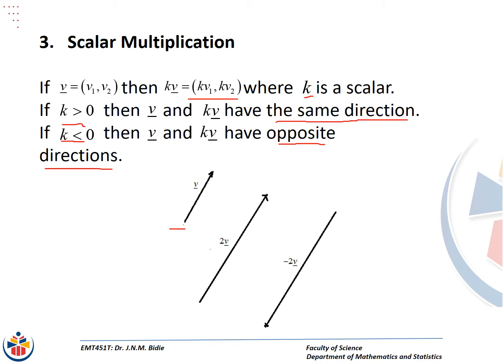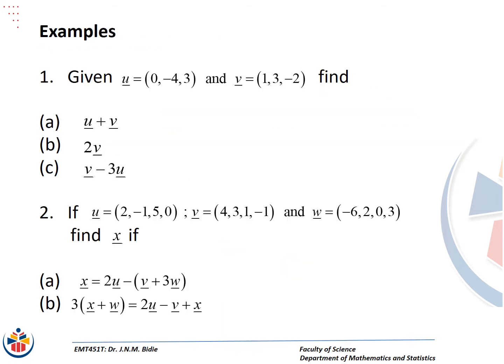But once we multiply by negative 2, it means we change the direction of v and multiply it by 2. So v and negative 2v are moving in opposite directions. Yes, negative 2v is twice the size of v, but the direction is opposite because of the presence of that negative sign.